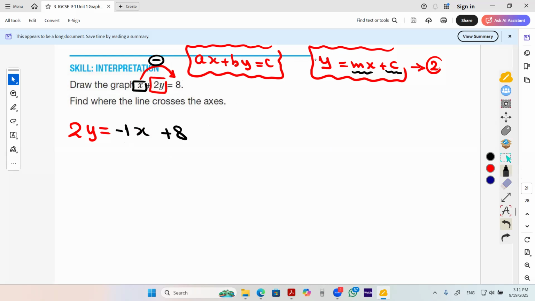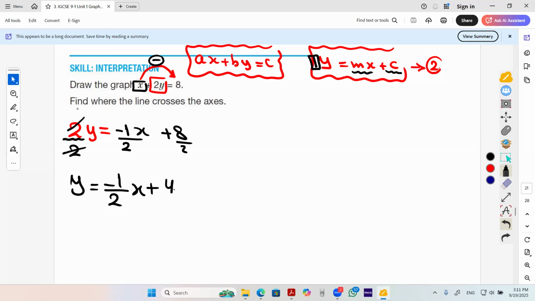But the condition here is that the coefficient of y must be 1. Here we have a 2, so we have to divide by 2 for all the terms of the equation. So y equals negative 1 over 2 x. This is the gradient, okay? Plus 4.